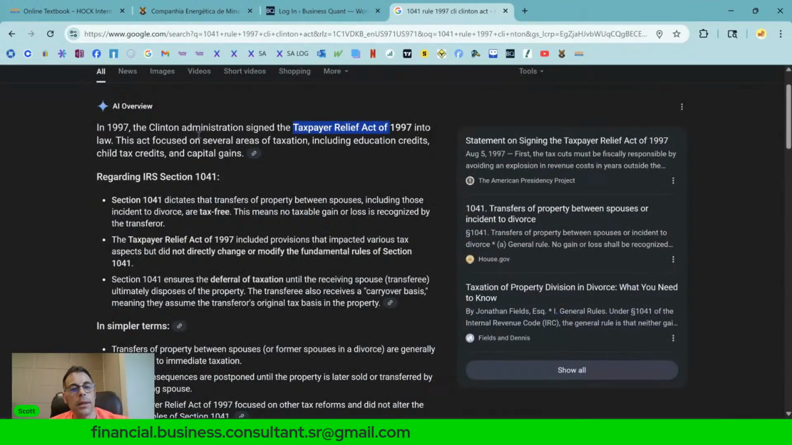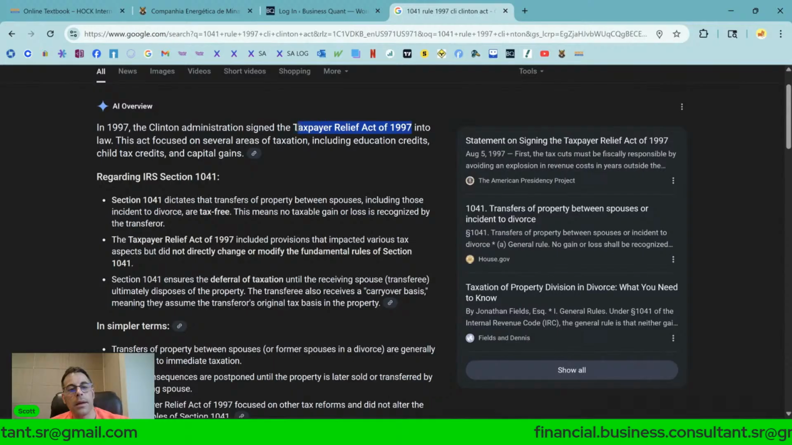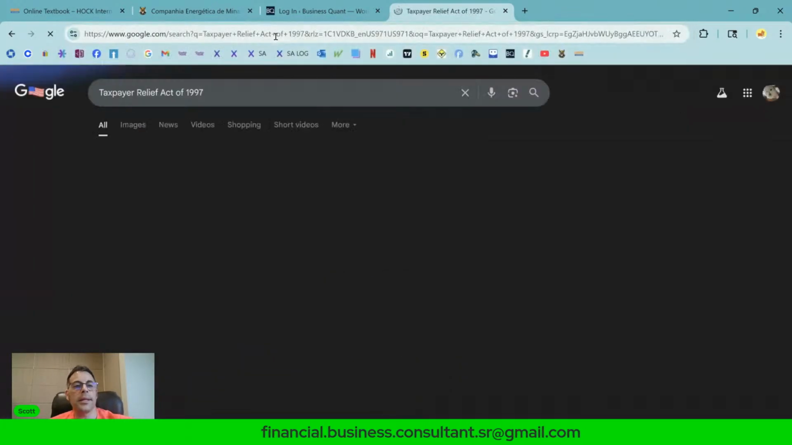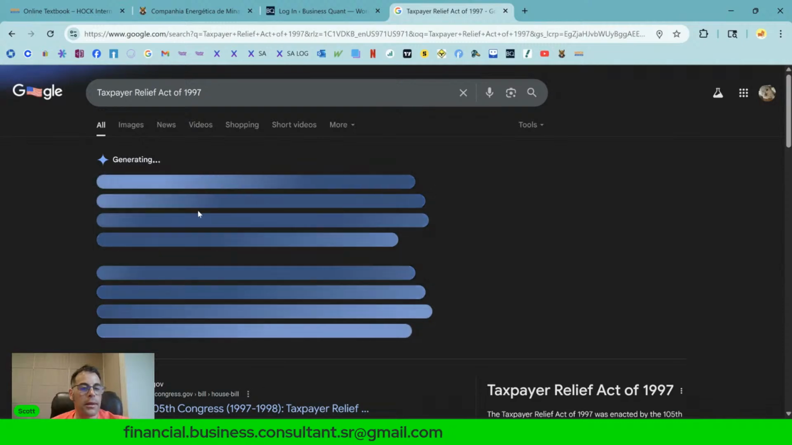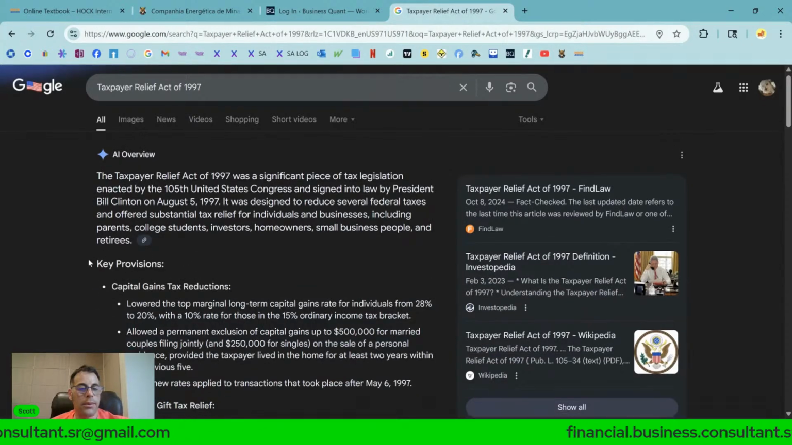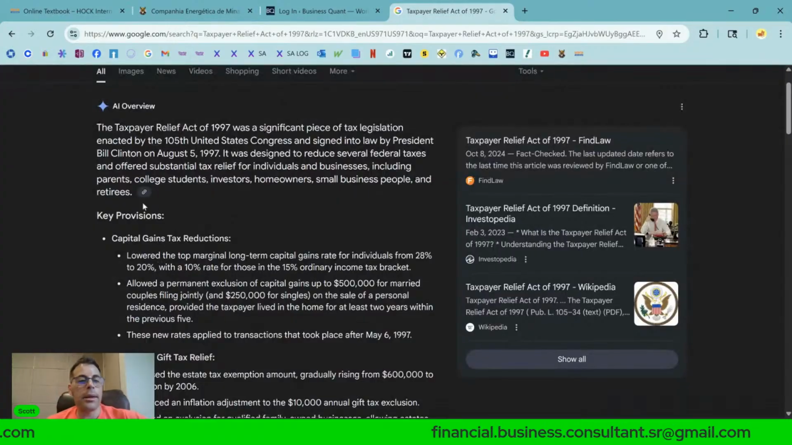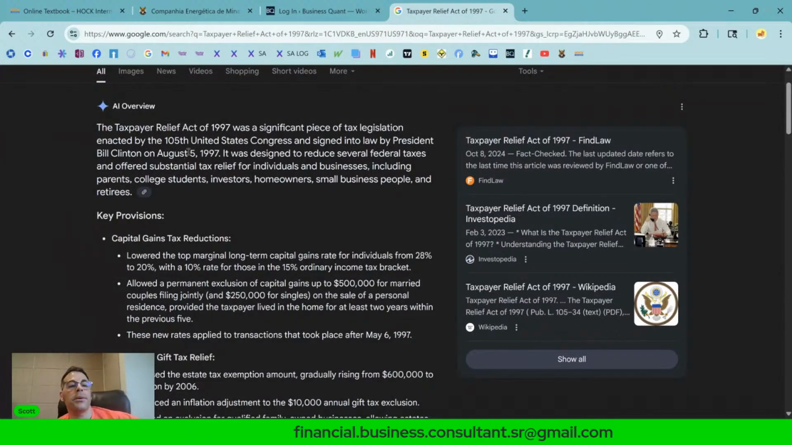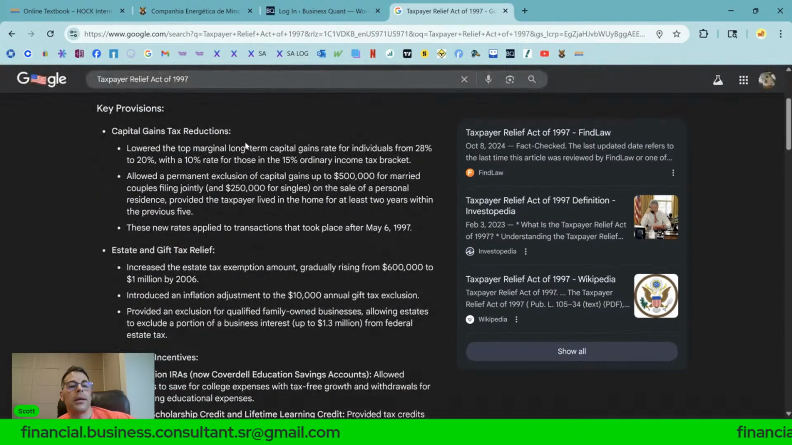Which date? The Taxpayer Relief Act of 1997. So here's what we're talking about. When Clinton passed the Relief Act of 97, it did a few things.